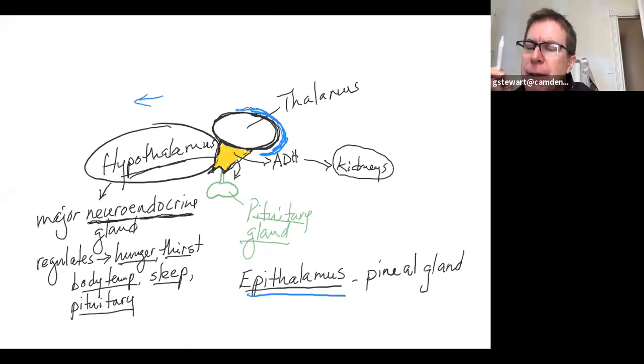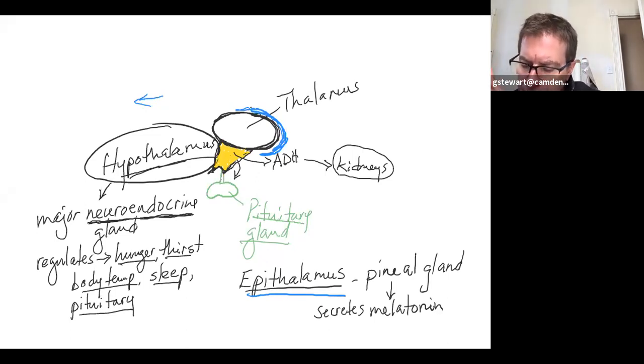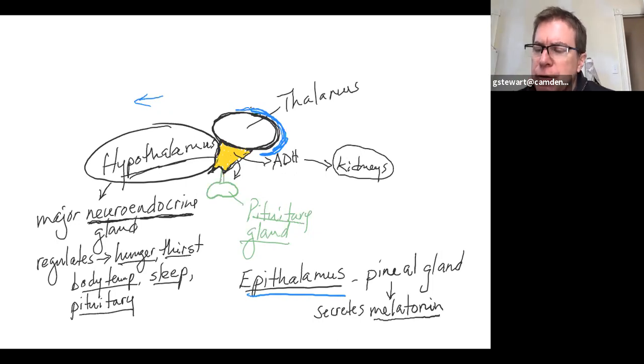Remember, we're deep in the center of the brain right now. That pineal gland secretes a hormone called melatonin. You've probably heard of it. It does have something to do possibly with how we feel, a mood type of hormone, but its main function is regulating our sleep cycles.